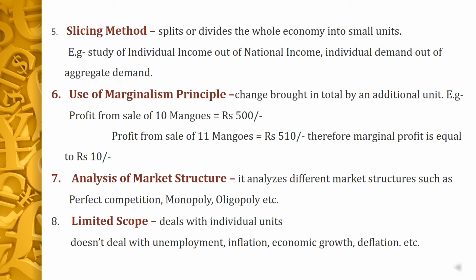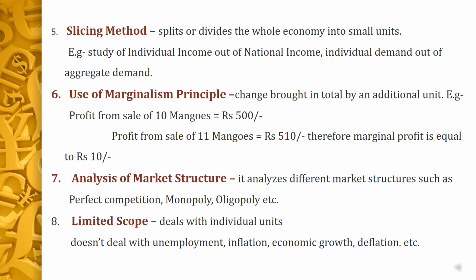For example, profit from the sale of 10 mangoes is rupees 500. Profit from the sale of 11 mangoes is 510. So there is a sale of one extra mango here, and because of the sale of one extra mango, the extra profit is rupees 10. So this rupees 10 is your marginal profit. What is the change brought in by one additional unit? This is the marginalism principle, and it is often used in microeconomics.